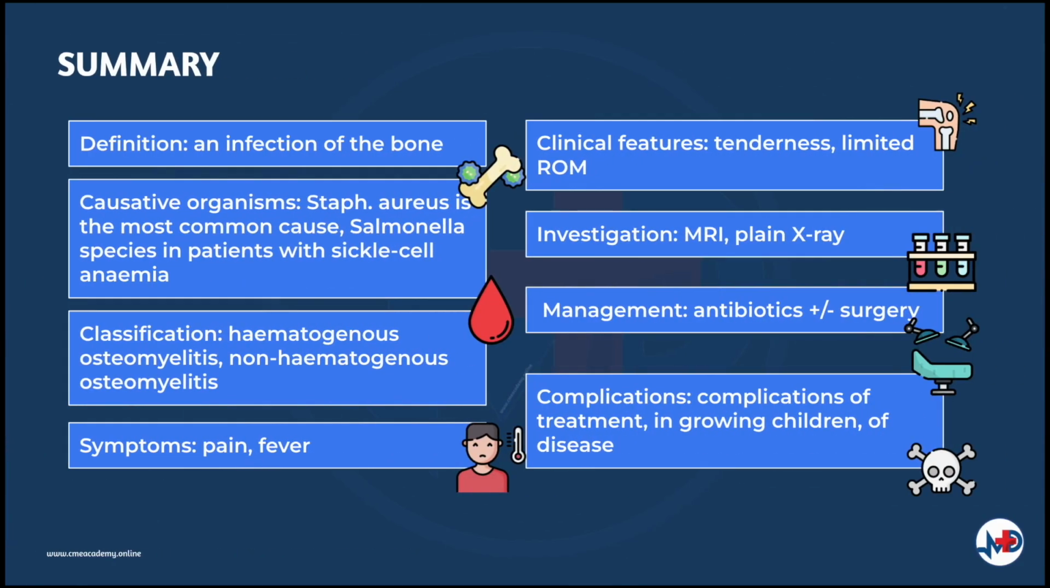So in summary, osteomyelitis is defined as an infection of the bone. Staphylococcus aureus is by far the most common causative organism, except in patients with sickle cell anemia where Salmonella species predominates. Osteomyelitis can be divided into hematogenous and non-hematogenous types. Patients usually present with fever, pain, with the clinical signs of tenderness around the bone area with limited range of motion. The preferred investigations to diagnose osteomyelitis would be MRI and plain X-ray.